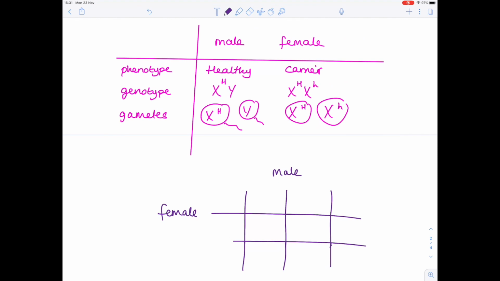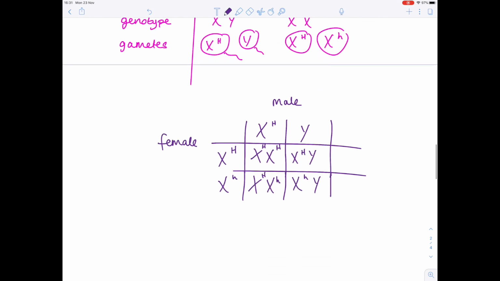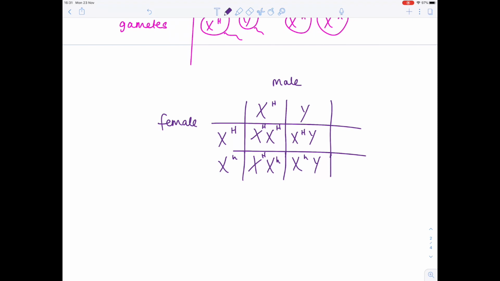Our male, we just copy down the gametes that we've worked out. So we have that X and that large H, the Y. The female, we have X, uppercase H, X, lowercase h. Now we're ready to cross those alleles, so you just rewrite them. And now you need to point out, and this is what people always forget to do, what these genotypes are showing. So let's look at this child here.